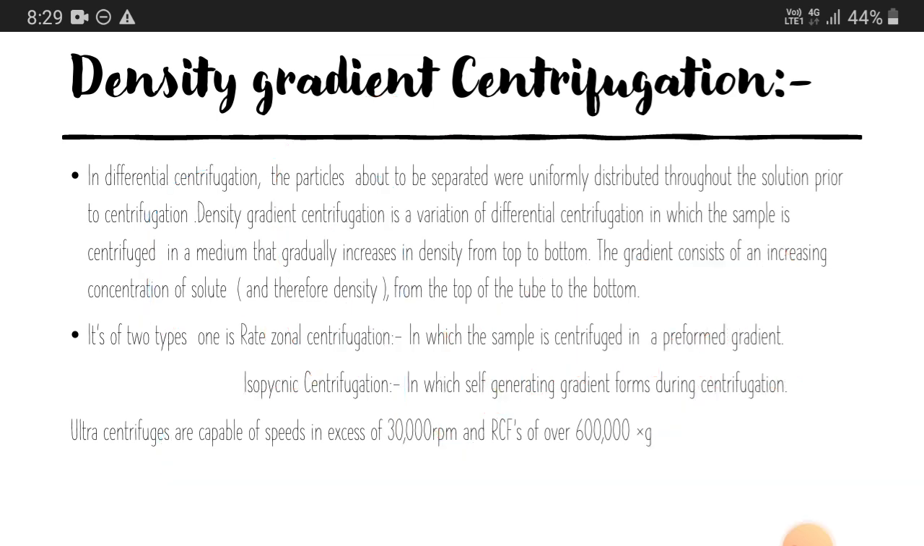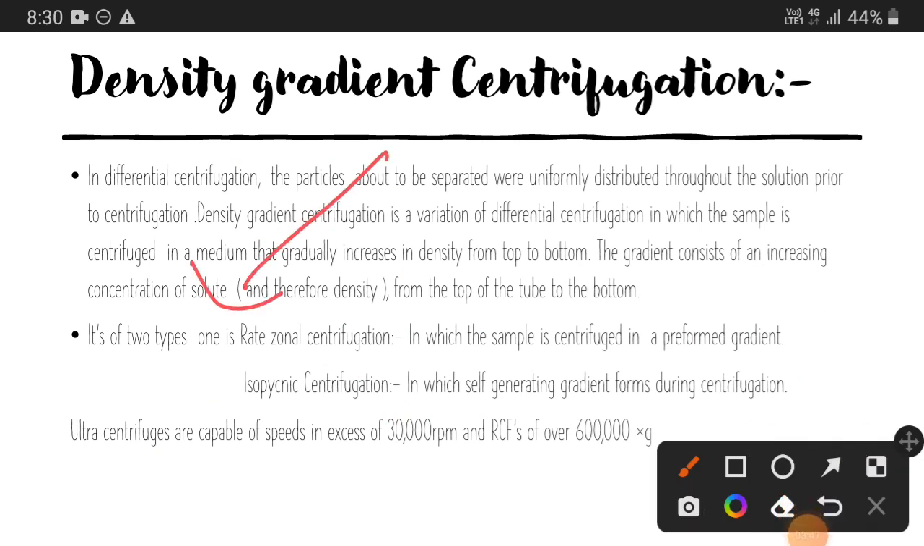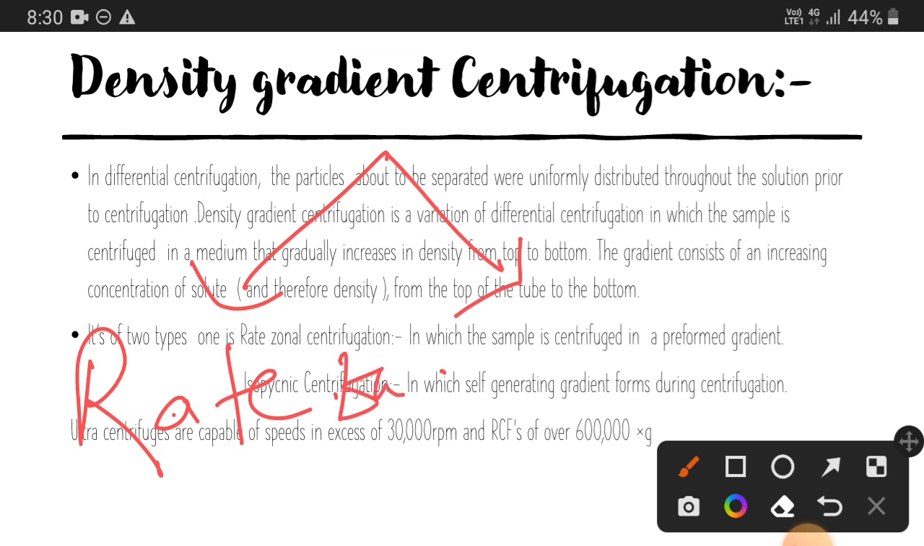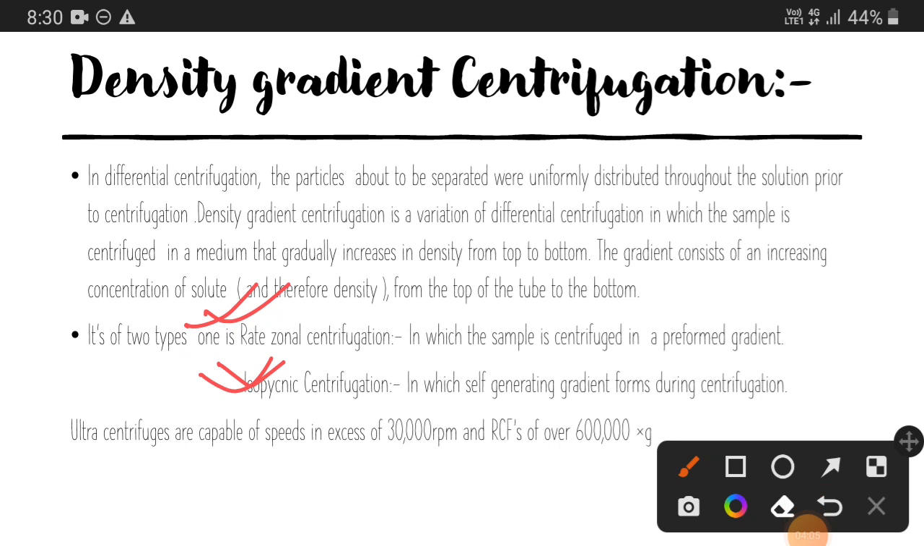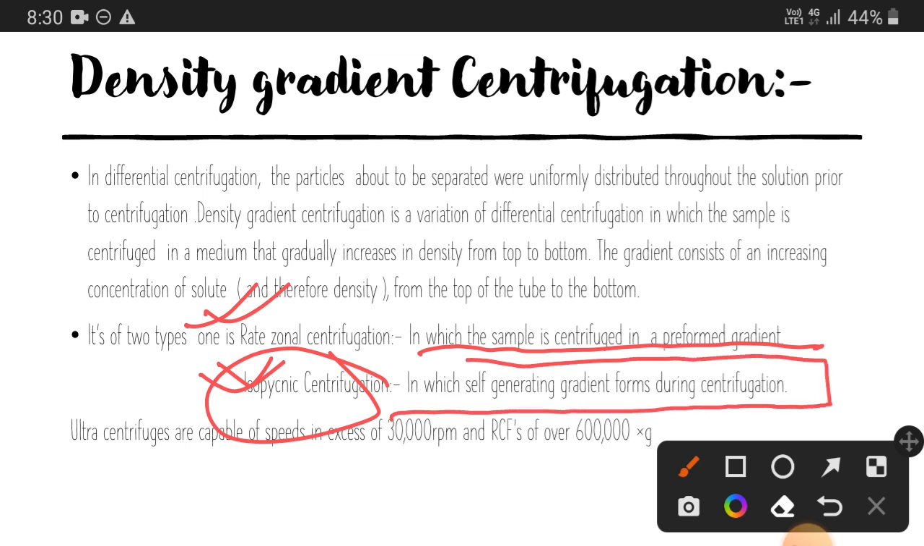Now, what is the classification of density gradient centrifugation? It is of two types: rate zonal centrifugation and isopycnic centrifugation. What is the difference between them? The difference is in the gradient. In rate zonal centrifugation, the sample is centrifuged in a preformed gradient, and in isopycnic centrifugation there is a self-generating gradient formed during centrifugation. That means in rate zonal centrifugation we have to preform the gradient before the centrifugation procedure, but in isopycnic centrifugation the gradient is self-generating during centrifugation.